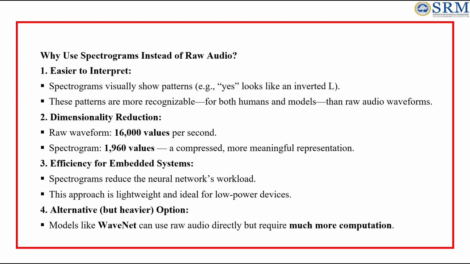Why use a spectrogram instead of raw audio? Instead of feeding raw audio directly into a model, we use the spectrogram for several reasons. First, spectrograms are easier to interpret. They display frequency patterns visually, so words like S produce shapes such as an inverted L that both humans and models can recognize more easily than a waveform. Second, they provide dimensionality reduction. A raw waveform contains around 16,000 values per second, while the spectrogram compresses this down to about 1960 values, a more compact and meaningful representation.